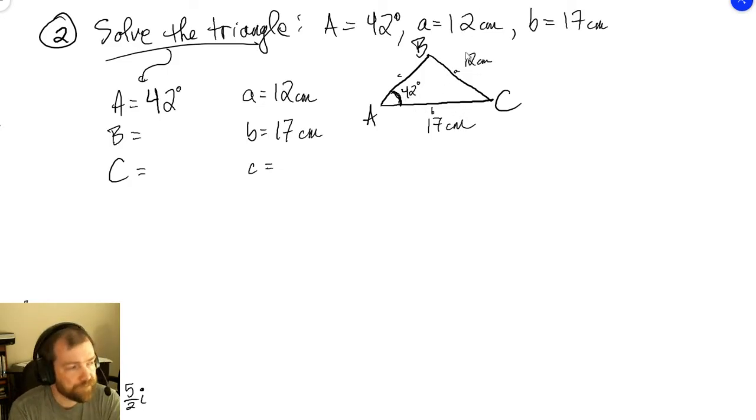Okay. So for this, we want to be able to solve what this triangle is. What are all the side lengths and what are all of the angles? We don't know anything about side or angle C, and we know that angle B must be opposite our 17 centimeter side length.